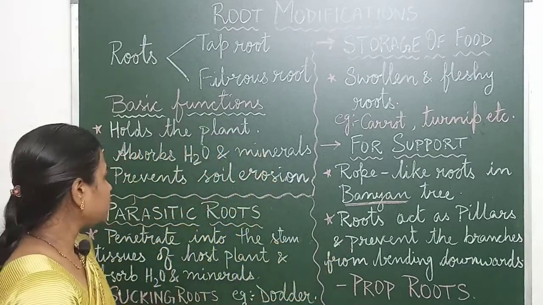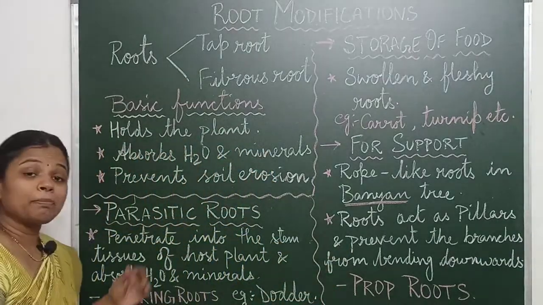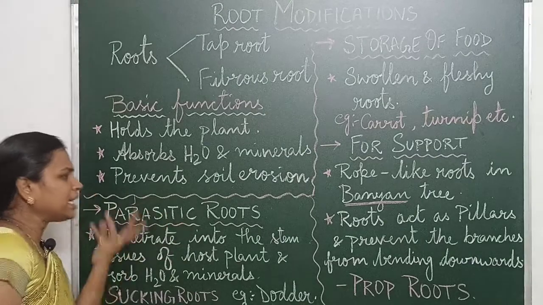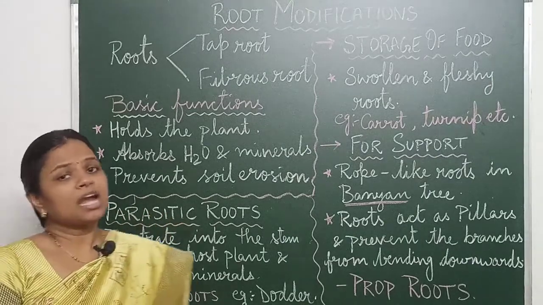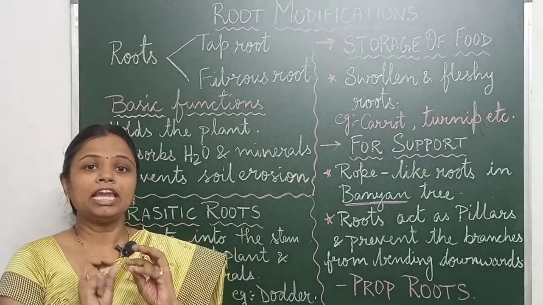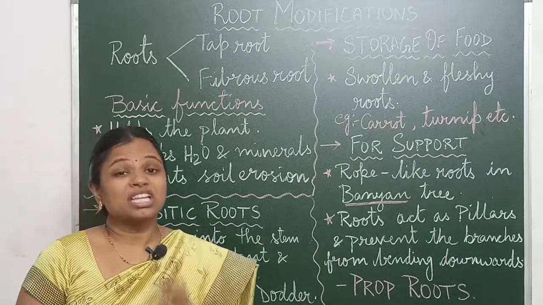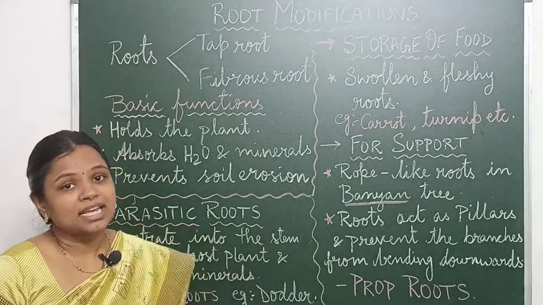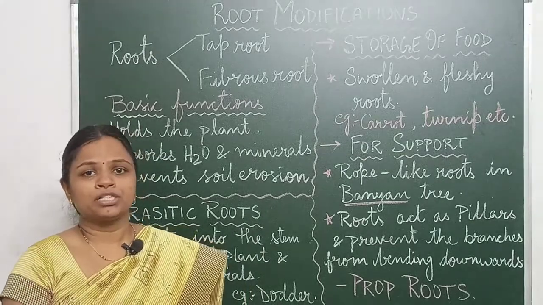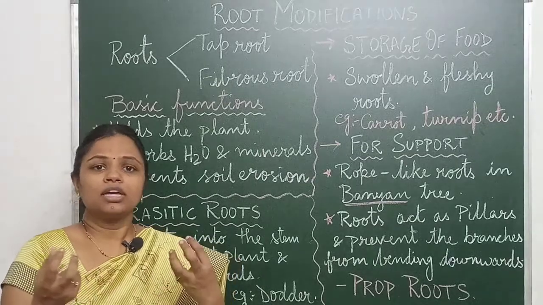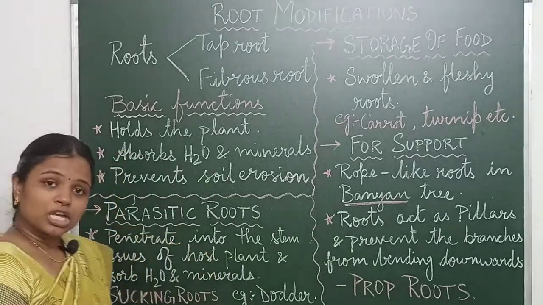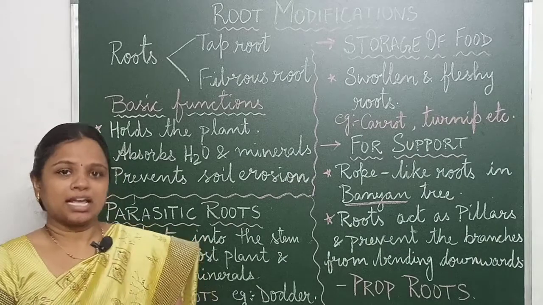Okay, and now coming to the last category, that is the parasitic roots. Before going into detail about parasitic roots, children, there are some organisms which depend on other organisms. So they live in attachment with those organisms. Such an association is called a parasitic association. They derive all the nutrients, food, water, minerals, whatever they want, from the other organism. Such a type of association is called a parasitic association.